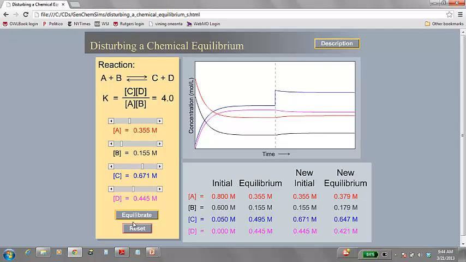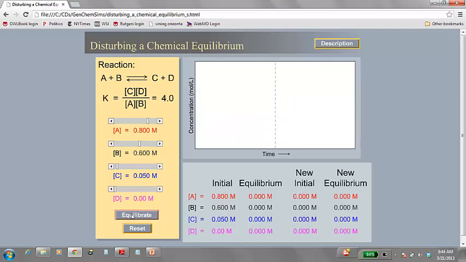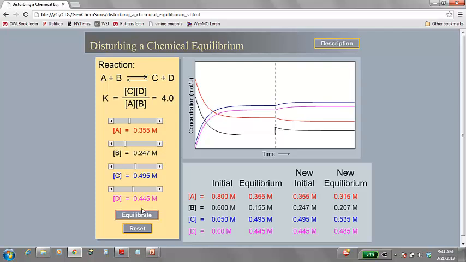Okay, so let's start that again. Let's come to equilibrium. And instead now, let's add some B. So we increase some B. This line here has gone from here to here. So we're at equilibrium, and we've added extra B. And what we expect is the reaction will shift to the right. So let's equilibrate and see what happens then.